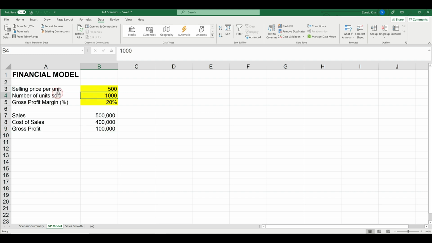Assuming that the number of units we're going to sell is 1,000 and the gross profit margin is 20%, we want to find out what our selling price should be in order for us to reach a gross profit target of 500,000 Rand. So let's look at how we would do that using the goal seek.